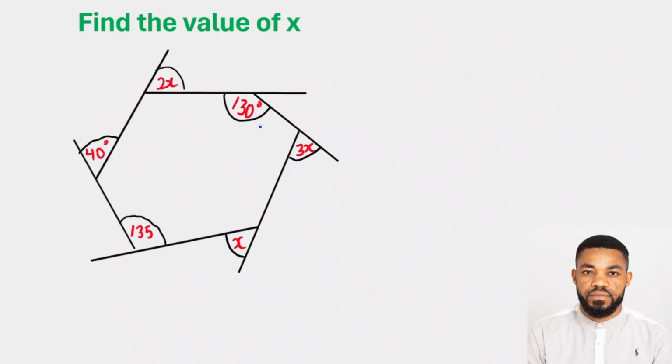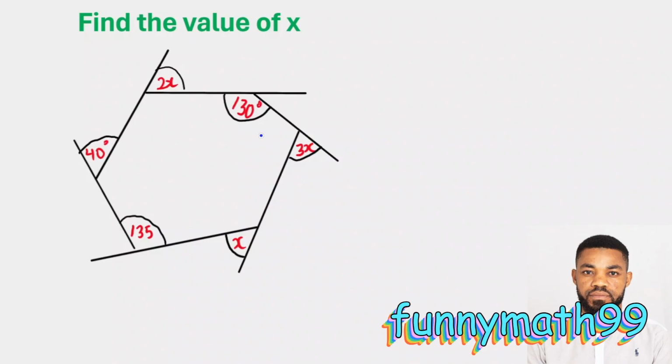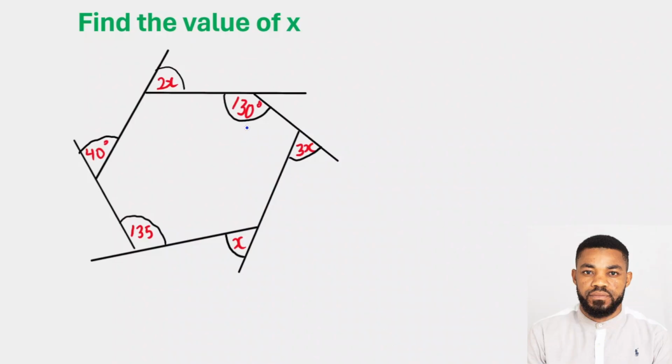Now we have 2x here, we have 3x here, we have x. We have 3 exterior angles containing the variable x. So we have to use the exterior angle property to find the value of x here. Now with the interior angles, we have only 2 of them, that is 130 and that of 135. Now we are supposed to get 6 exterior angles, but 4 have been given. We have 1, 2, 3, and that of 4. The remaining 2 are this exterior angle and that of this.